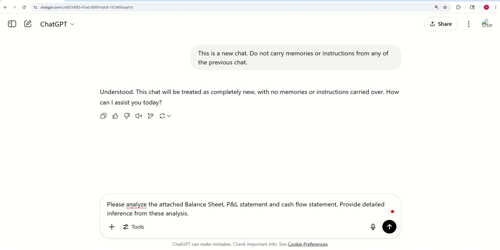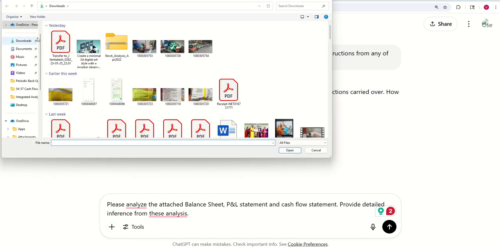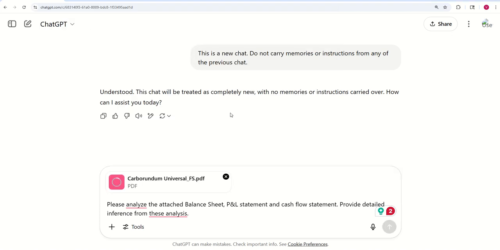Please note, mere analysis of a financial statement is of little use. You need to gather inferences for making decisions. Say, for example, the current ratio is less than 1. What does it mean? What does it indicate about the condition of the company? That inference is what we are looking for, and hence I'm adding this line. Please provide detailed inference from this analysis. Let me add the Carborundum Universal financial statement here.